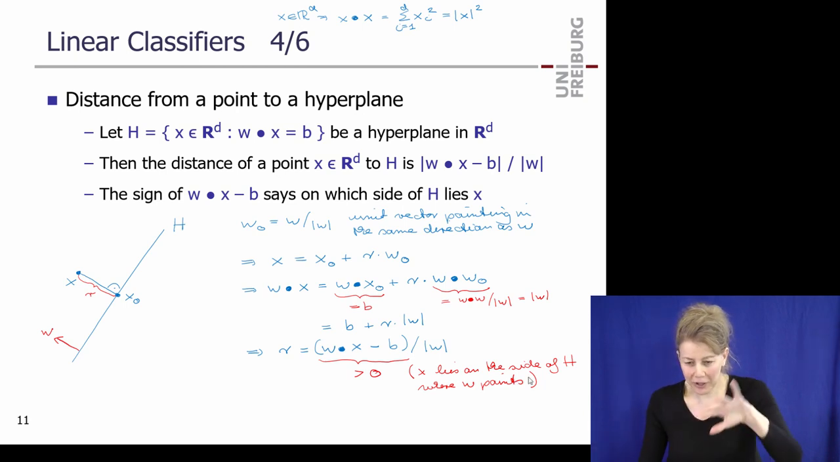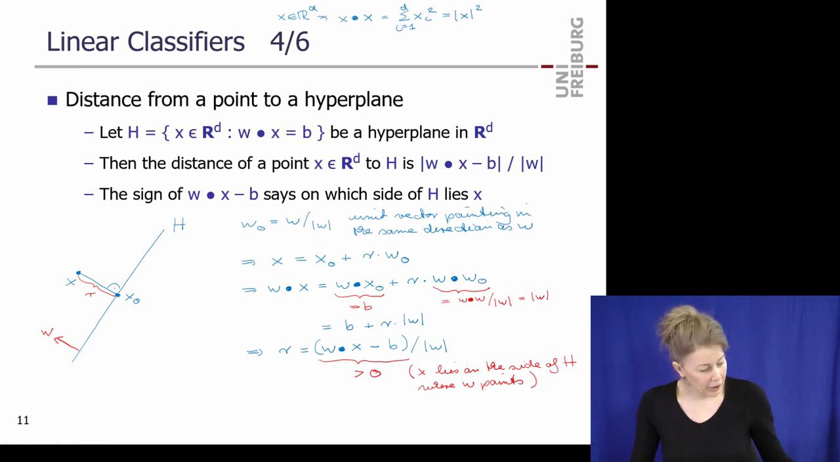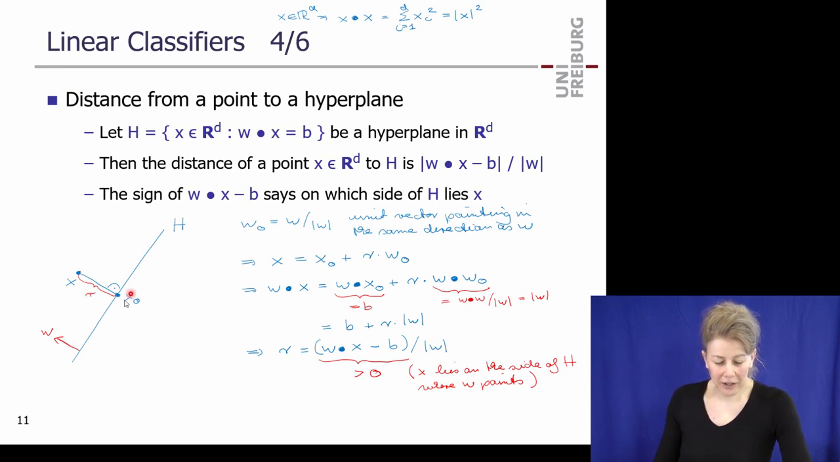You have to define where you stand to define left and right. So what you can say, let me just use the larger pointer here, is that the sign of this is greater or equal to zero if the point lies on the side of the hyperplane where W points, and it's negative when it's on the other side, and it's zero if it's right on there. And everything written above here follows from that.